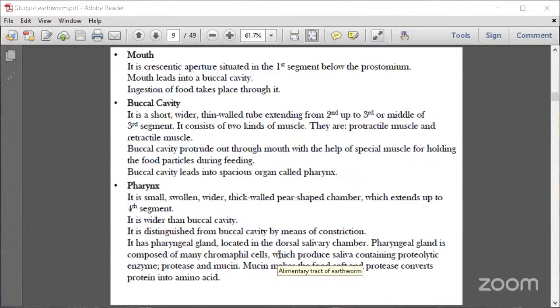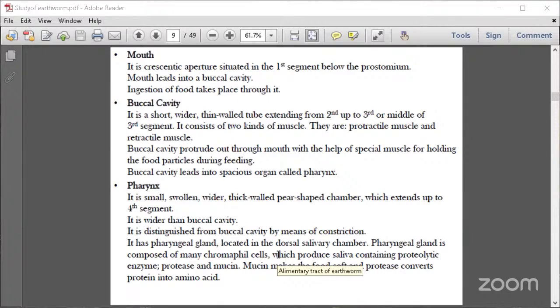Mouth. It is a crescentic aperture situated in the first segment below the prostomium. Mouth leads into a buccal cavity. Ingestion of food takes place through it. Buccal cavity. It is a short, wider, thin-walled tube extending from second to third or middle of third segment. It consists of two kinds of muscles. They are protractile muscle and retractile muscle. Buccal cavity protrudes out through mouth with the help of special muscle for holding the food particles during feeding.